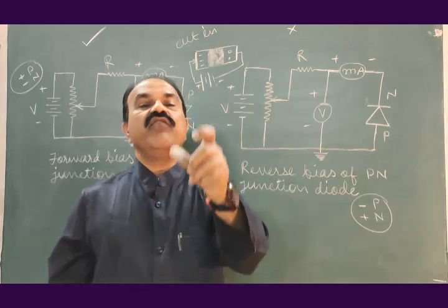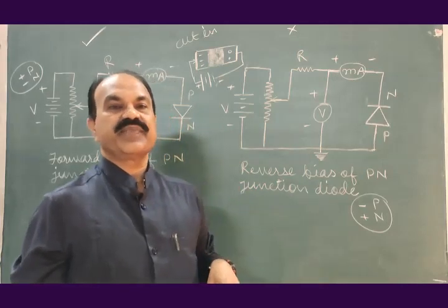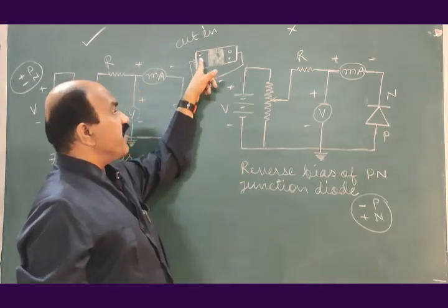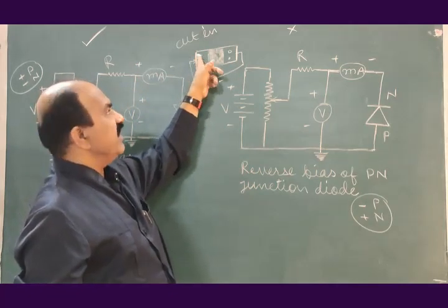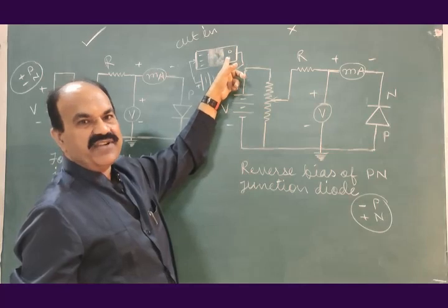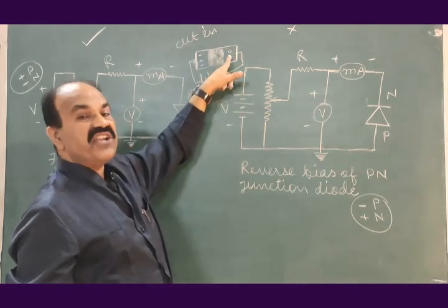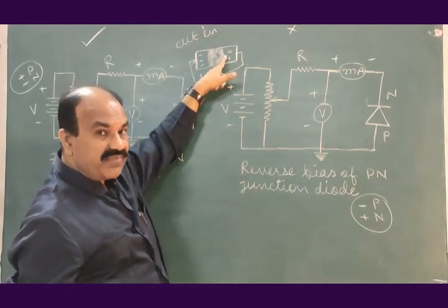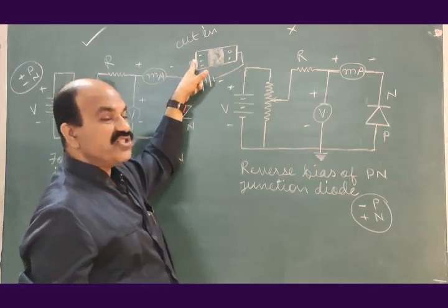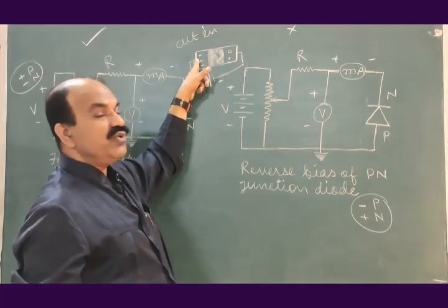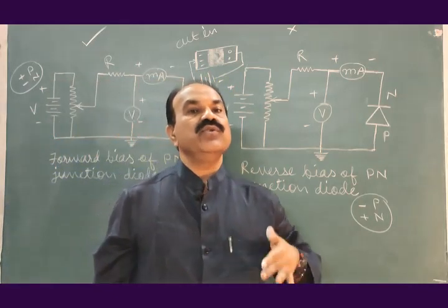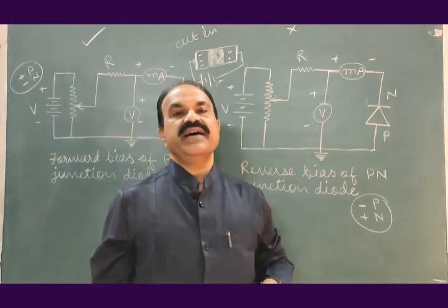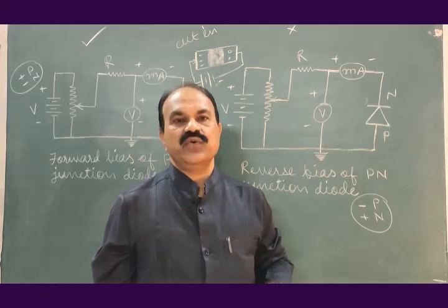For minority charge carriers in P type and N type of a PN junction diode, the reverse bias is as good as forward bias, and therefore the minority charge carriers in N type, that is holes, will cross the depletion region. The minority charge carriers in P type, that is electrons, will cross the junction and enter the other region. That will allow some current to flow through the reverse biased PN junction diode.